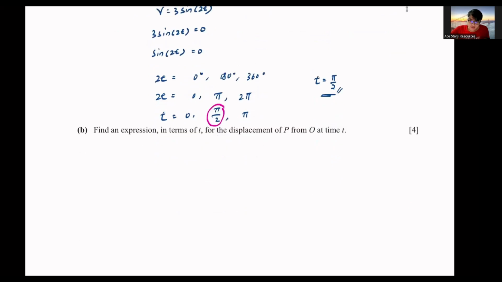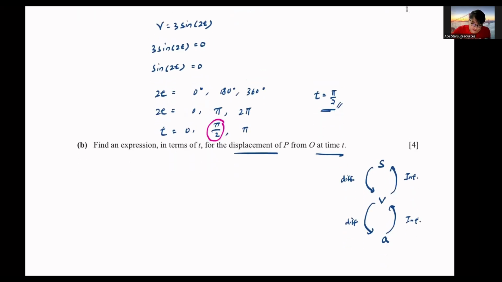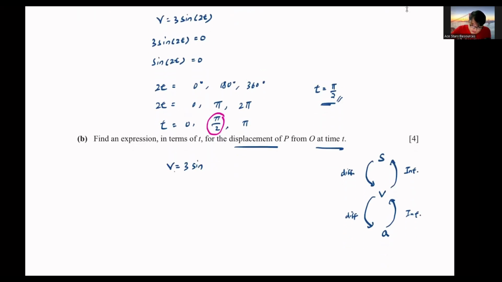Now find an expression for the displacement of P from O at time t. So you know the relationship between displacement, velocity, and acceleration, right? To go down, it's always differentiation. When we go up, from v to s, it's technically integration. So integrate with respect to time. That's what we're doing right here. Given that v is equal to 3 sine 2t, in order to find s, we will need to integrate v with respect to time, dt.